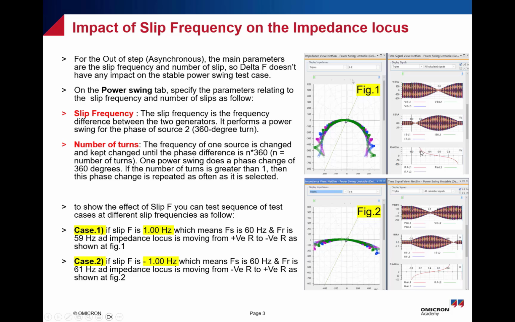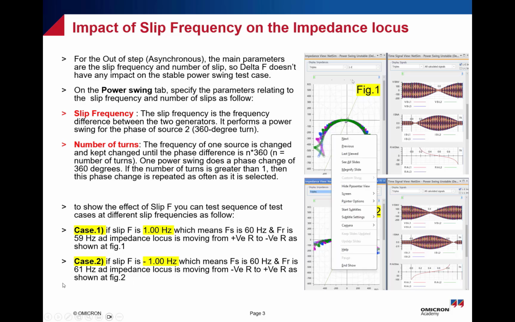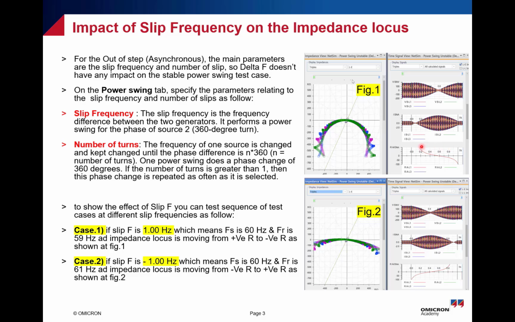Okay, and as you can see here, the resistive reach changes from positive sign to negative sign. So here is the effect if you have a slip frequency of 1 hertz difference between the sending end and the receiving end. But if you have minus 1 hertz, which means the sending frequency is 60 and the receiving frequency is 61, you will find this impedance locus trajectory, and the R sign will change from negative to positive.